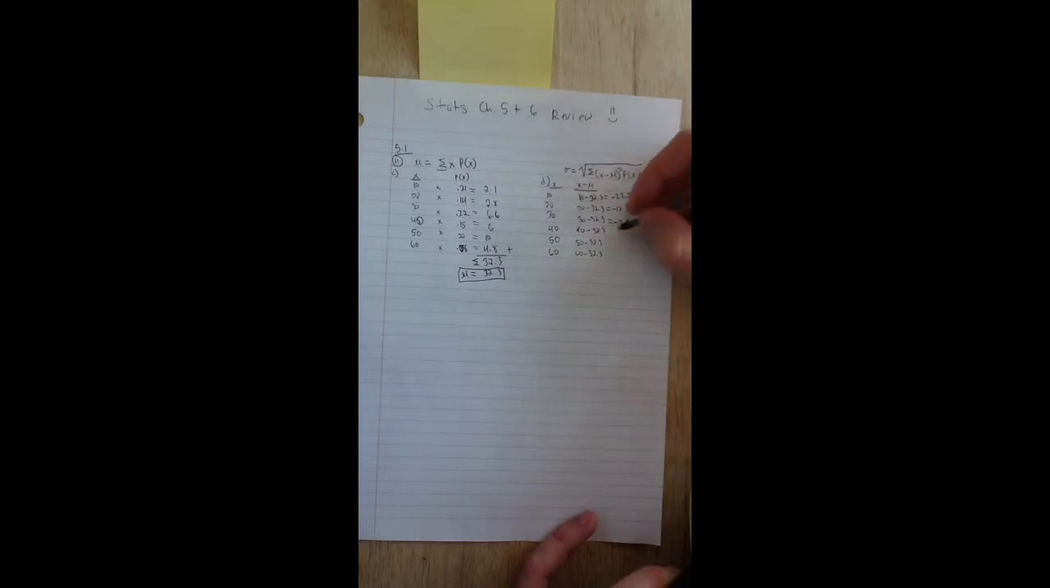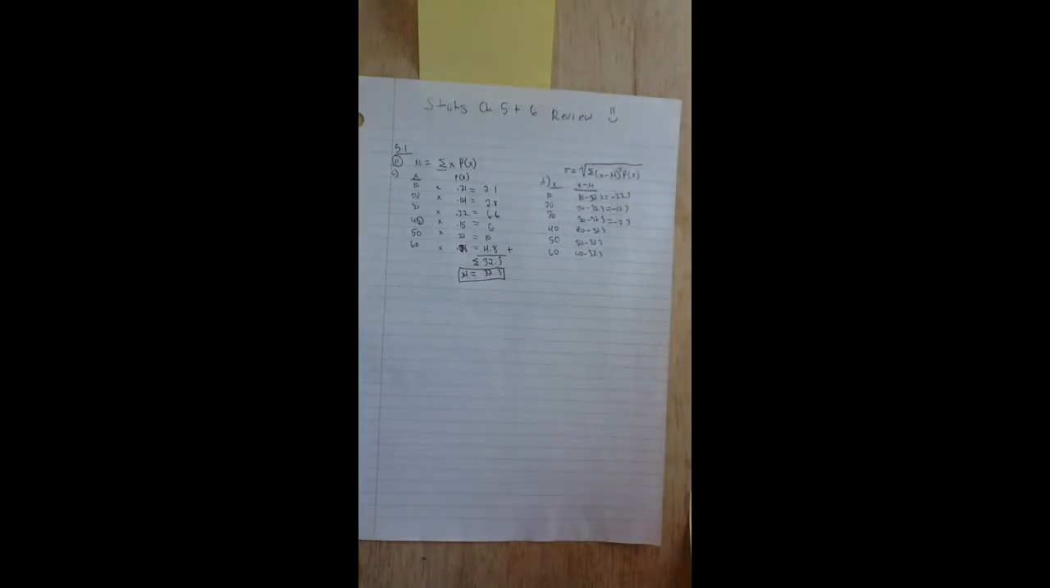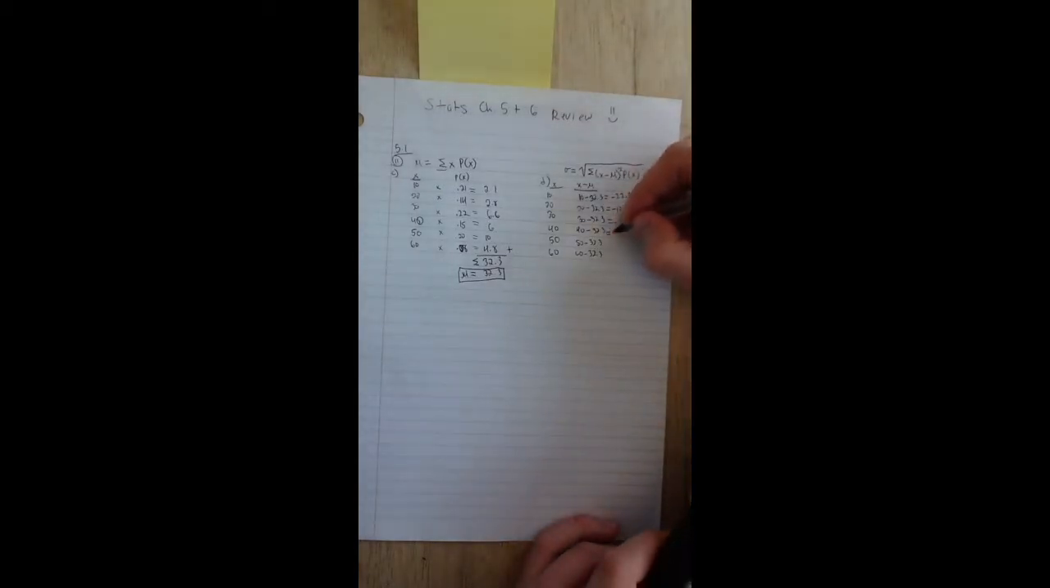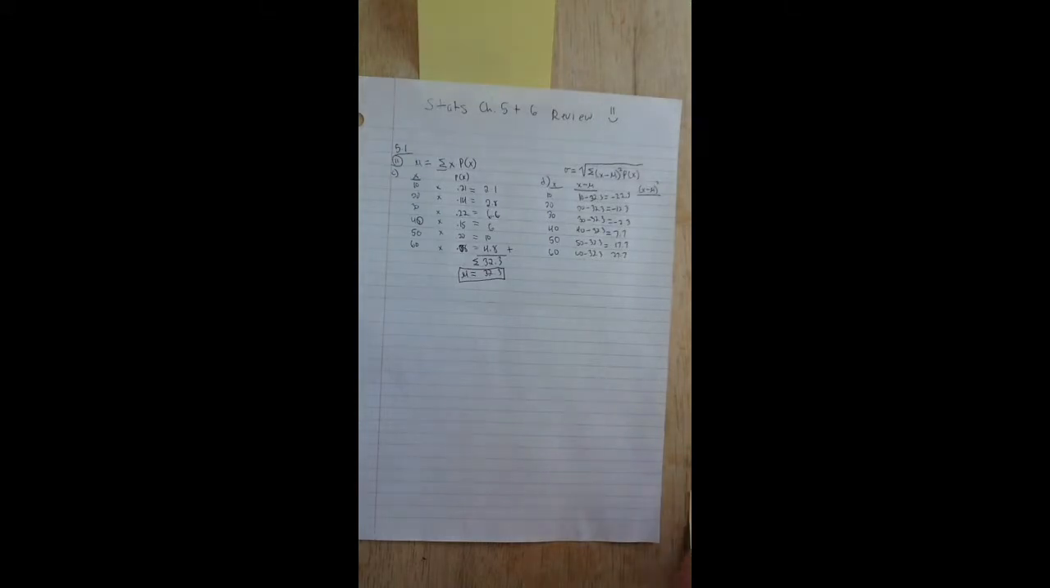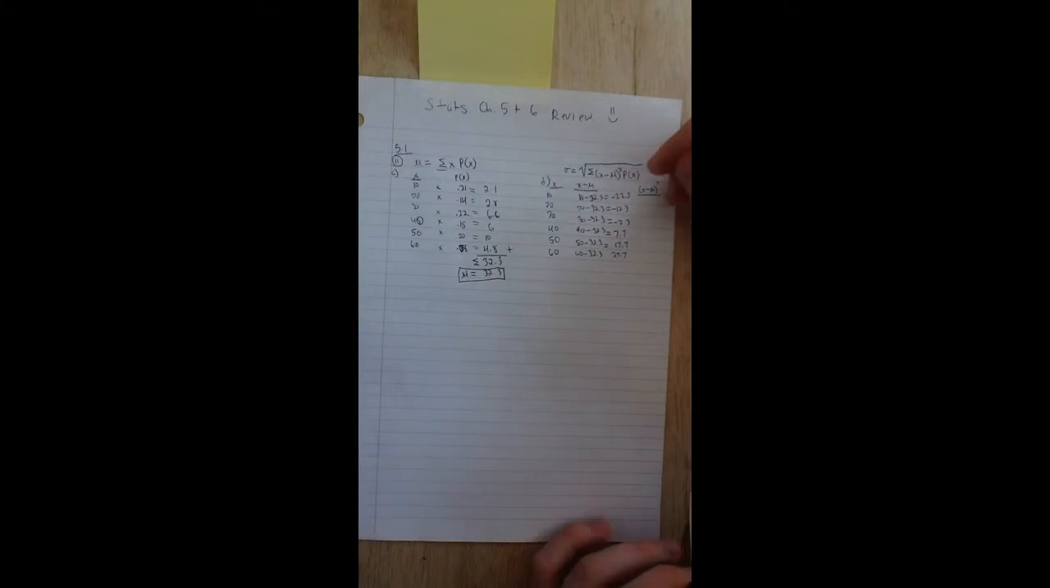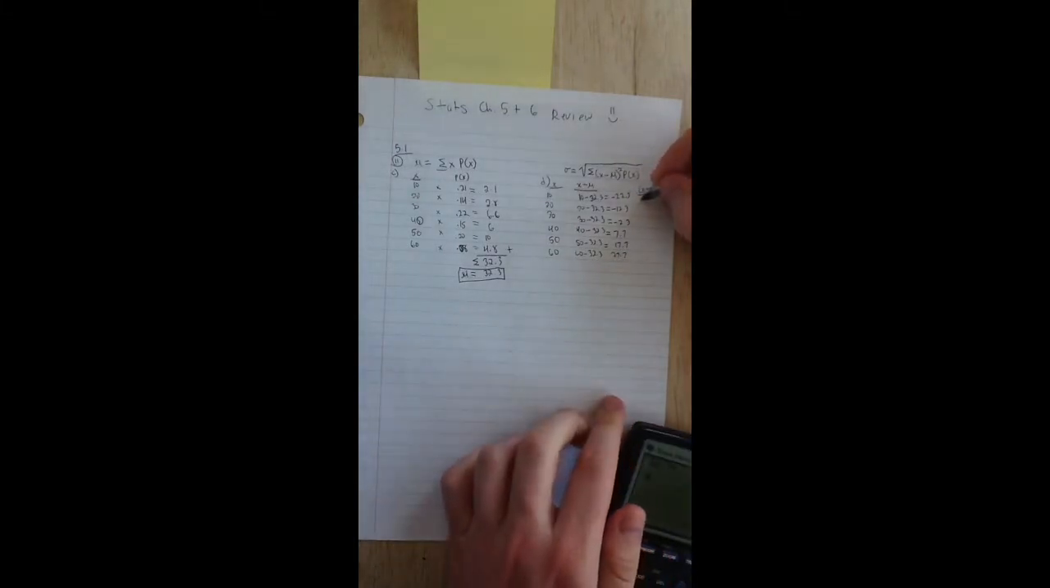negative 2.3, and then 40 minus 32.3 is 7.7, 17.7, and 27.7. Okay, and then we got to square those values. Okay, 22.3 squared is 497.29, and try to keep as many decimal places as you can so you don't throw off your numbers.